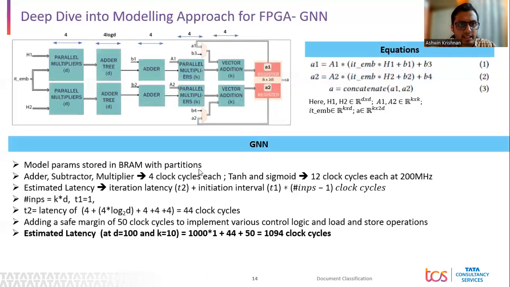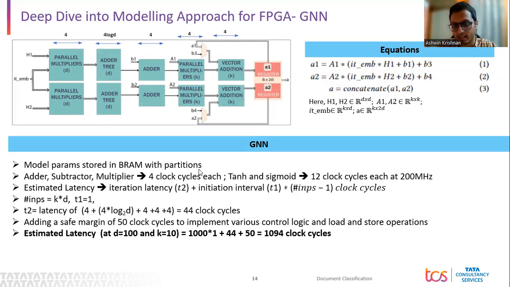Now, going into a deep dive of the modeling approach for a couple of layers. For example, here we take the modeling of the GNN layer of NICER, which is essentially GGNN, that is, gated graph neural networks. Here, if you see, all the model parameters are stored in block RAM with the right number of partitions, where the model parameters are the weights and biases of the model, which we obtained during the training phase. And we obtained the number of clock cycles and the resources required to do the floating point operations like addition, subtraction, and multiplication.